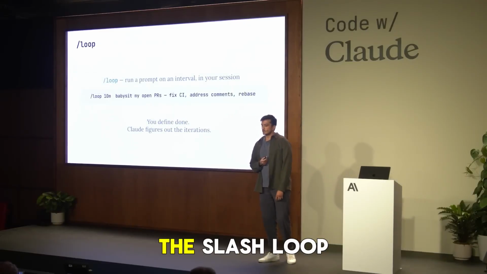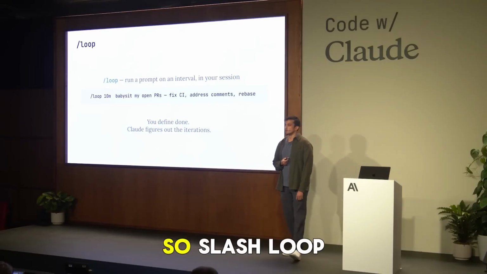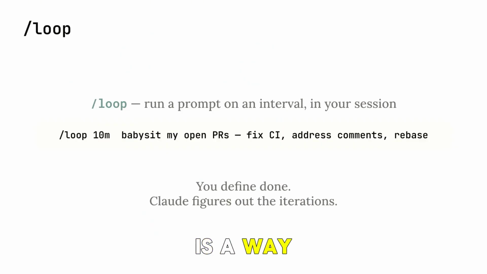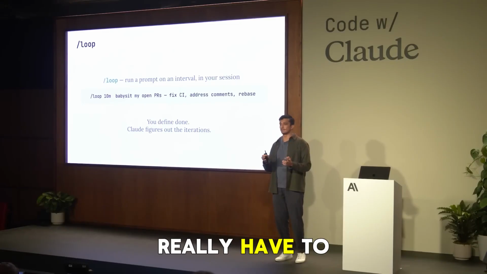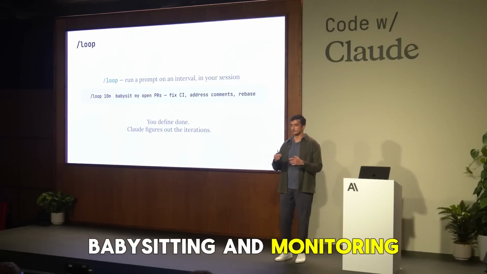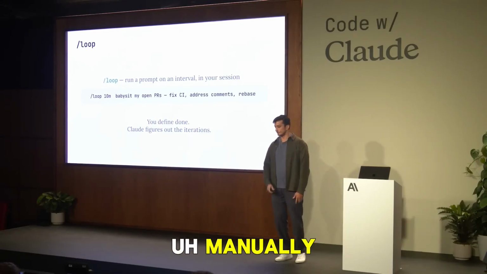And that's where the /loop command comes in. So /loop is a way to run a prompt at a specific interval in Claude Code. So you can say /loop 10 minutes and babysit my open PRs. And what this will do is the session that's running this command will wake up every 10 minutes. It will run this prompt. And if you have your Claude MDs and your tools defined and set up correctly, it will be able to figure out what to do by itself. So you don't really have to be babysitting and monitoring your PRs manually.